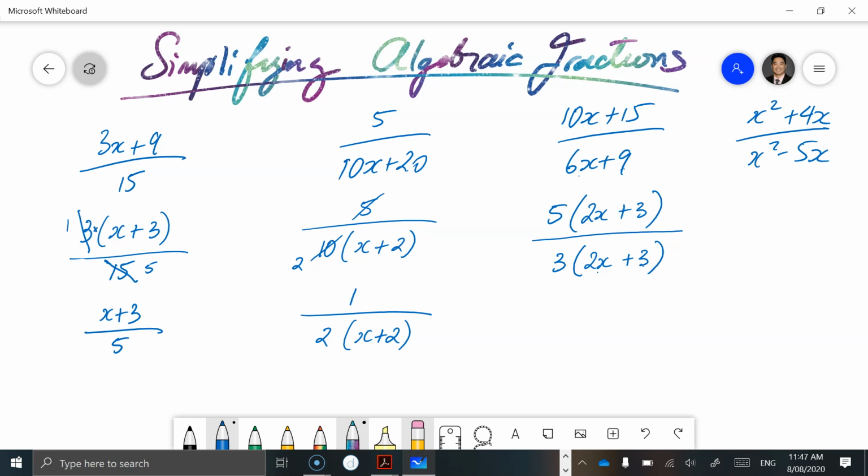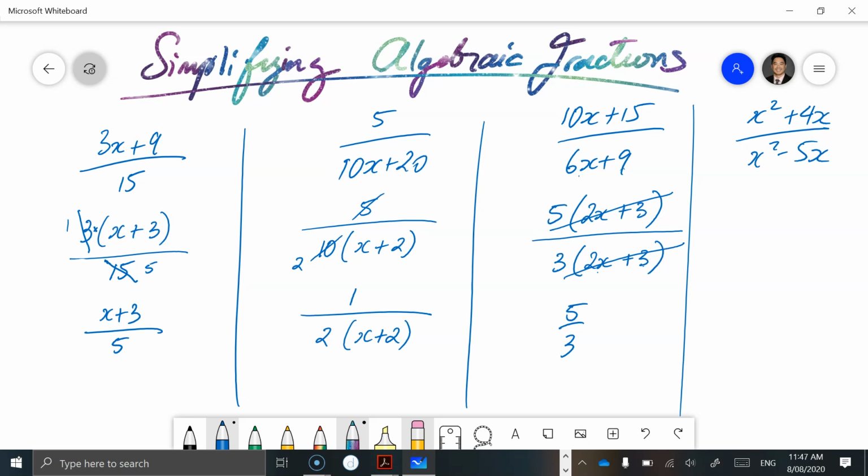So notice with the previous two, our common factors were the coefficient of the brackets, the numbers in the front of the brackets. But now the common factor is actually the brackets itself. So we can cancel out the 2x plus 3, because that's what is in common with the top and the bottom, leaving you with 5 over 3.